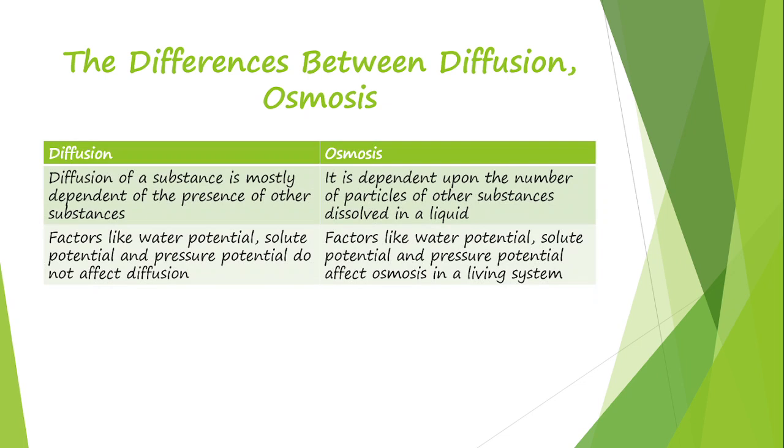Moving on, the other differences between these two: diffusion of a substance is mostly independent of the presence of other substances, while osmosis is dependent upon the number of particles of other substances dissolved in a liquid. And the other one is that in diffusion, factors like water potential, solute potential, and pressure potential do not affect the process, while in osmosis, factors like water potential, solute potential, and pressure potential directly affect osmosis in a living system.